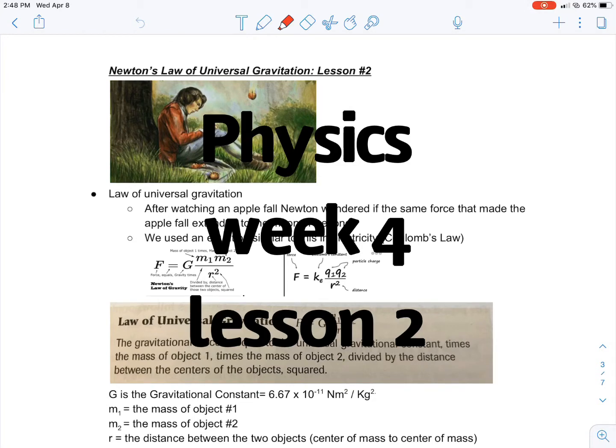Isaac Newton, of course, the father of modern physics. What a coincidence here.